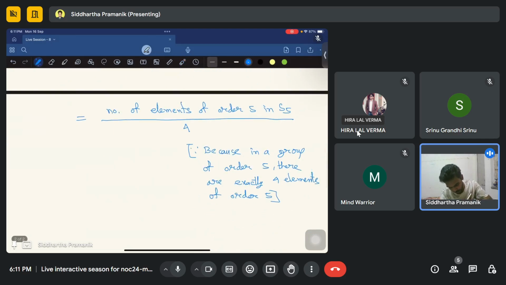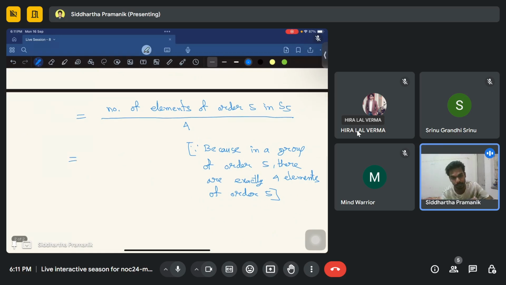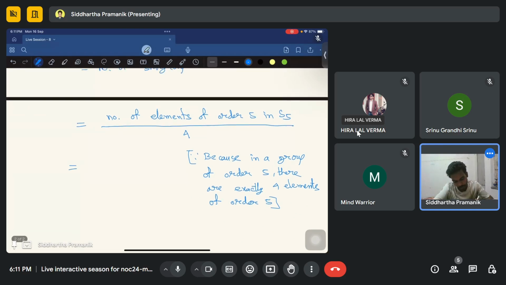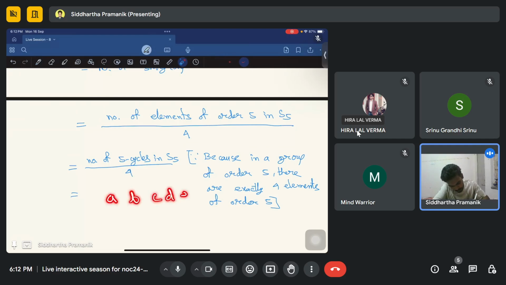And how to find the total number of elements of order 5 in S5, we have already seen that in previous sessions. An element of order 5 in S5 is basically a 5-cycle, right? So we need to find the total number of 5-cycles in S5. That is actually equal to the number of 5-cycles in S5 divided by 4. And the number of 5-cycles, we know it looks like (A B C D E).